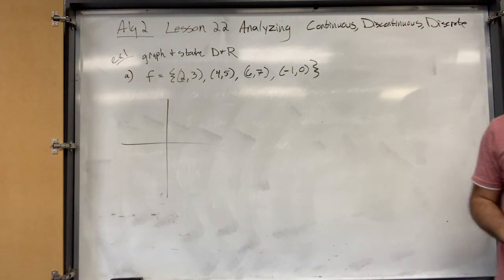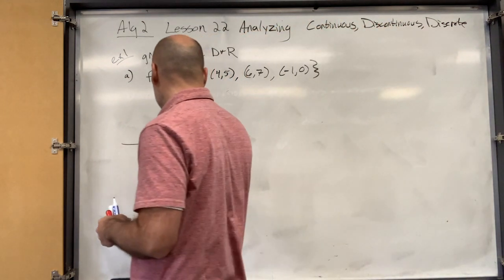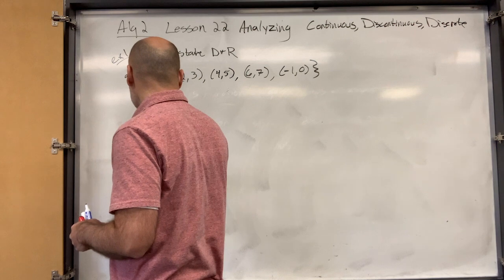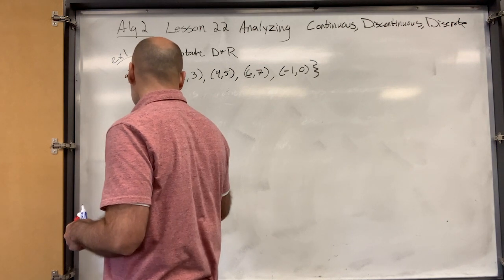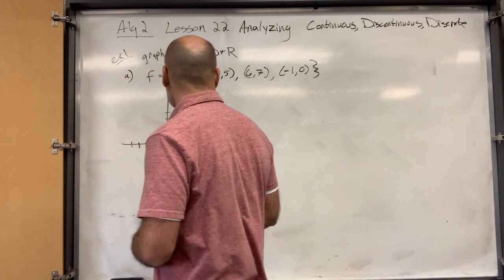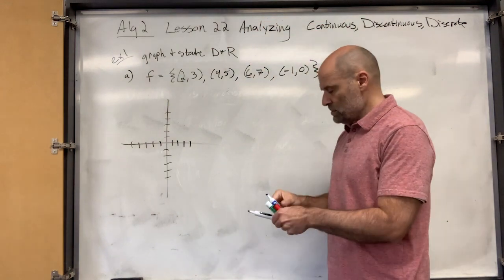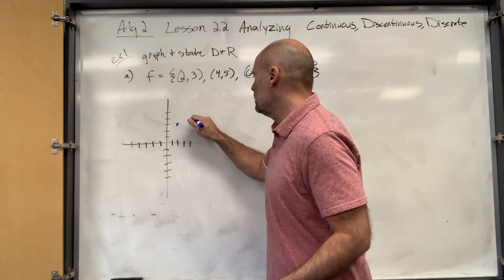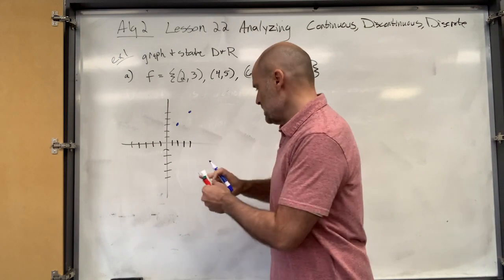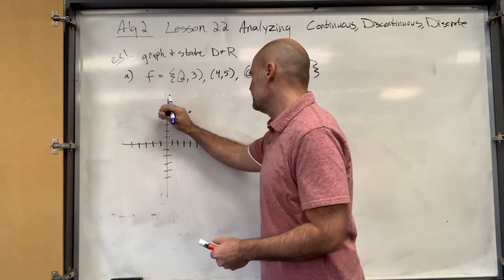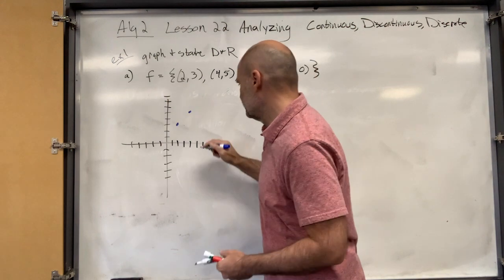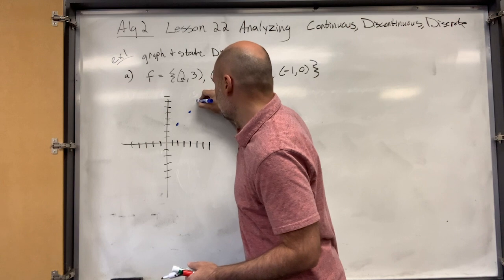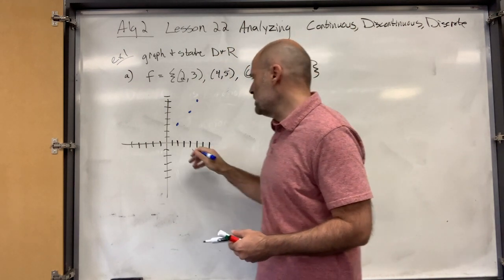So this is kind of pre-algebra stuff, but I guess the domain and range, identifying that, you did this on your last test. Remember, the domain is just the x values and the range is the y values. So 2, 3, 4, 5, 6, 7, -1, 0.